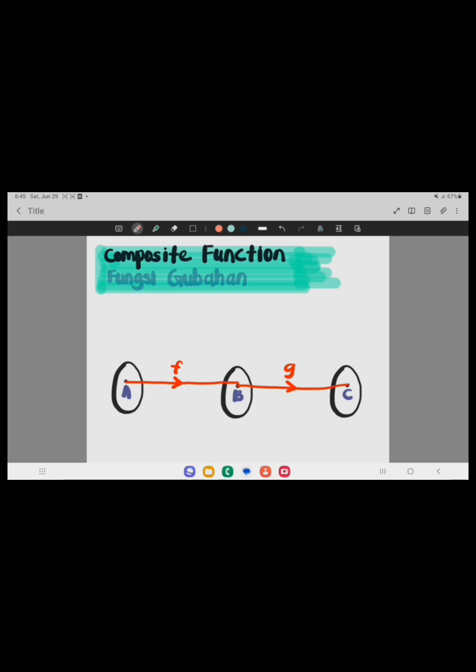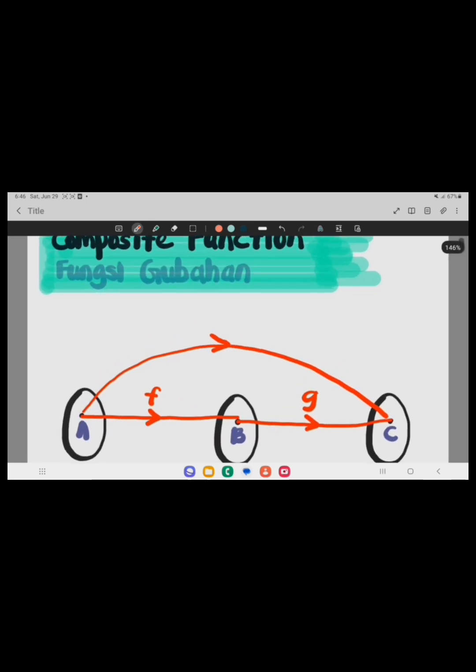So how do we create a composite function? From A to C, that is what we call a composite function, because it's a combination of two functions, which are f and g. Now my question is, A to C is a composite function, but what function is that? Here I represent it as f, and here as g. So from A to C, what is the function? Is it fg? No, it's wrong.